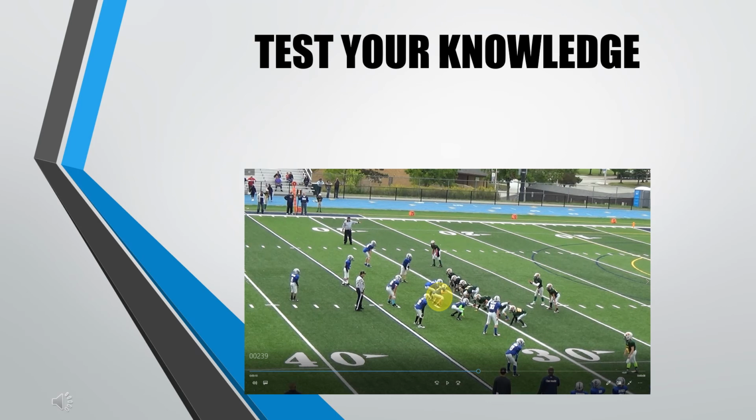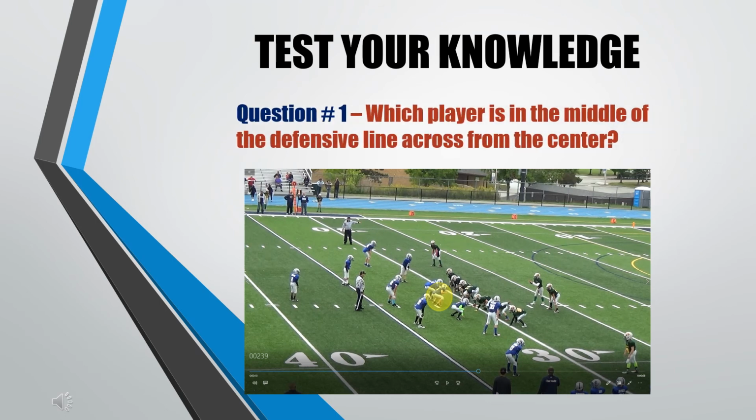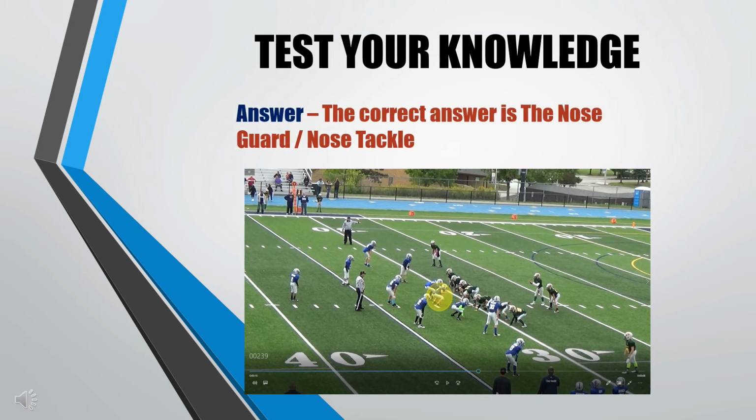Now let's test your knowledge. Question number 1. Which player is in the middle of the defensive line across from the center? The correct answer is the nose guard, or we would have also accepted nose tackle.